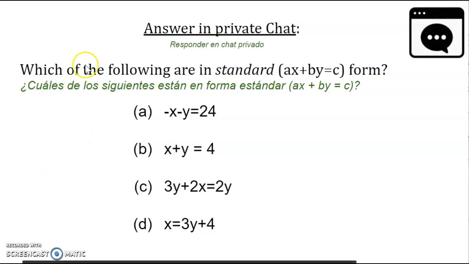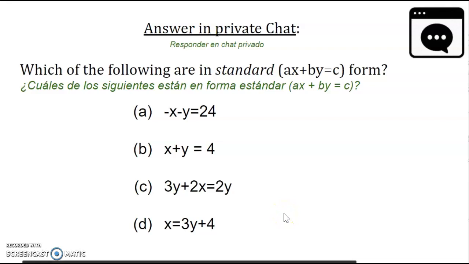Okay, let's move on. What about this question? Which of the following are in standard form? Okay, so standard form is always going to be ax plus by is equal to c. So the x term and the y term, they're both on the one side of the equal sign, and the constant term, just the number, is on the other side. Which one of these are in standard form?